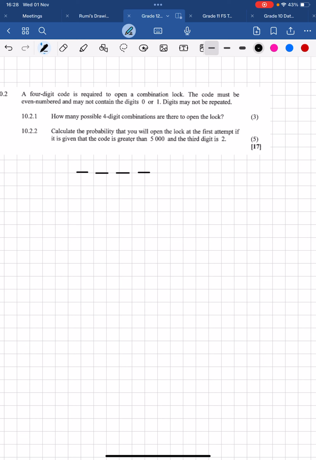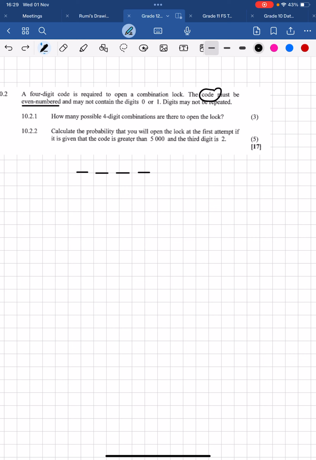They're saying the code must be even numbered. Now, guys, what this means is that it has to end on an even number. If they're saying the code must be even numbered, that means the number that you're getting when you're putting all 4 of the digits together. So, for example, 2,805 is not even numbered because the 5 is an odd number. But if you have 2,802 as your code, that is even numbered because the last digit is an even number.